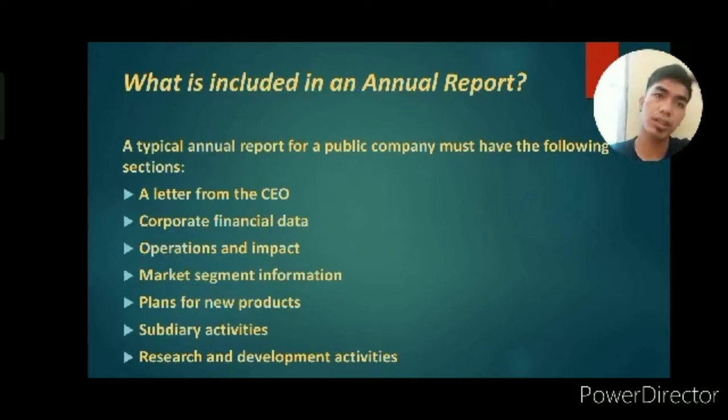What is included in an annual report? A typical annual report for a public company must have the following sections: a letter from a CEO, corporate financial data, operation impact, market segment information, plans for new products, subsidiary activities, research and development activities.